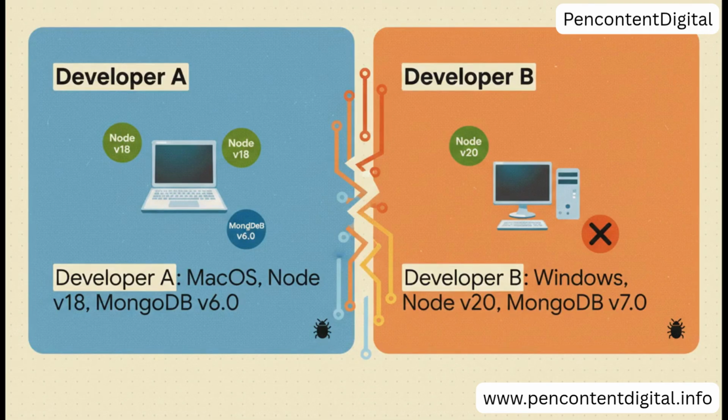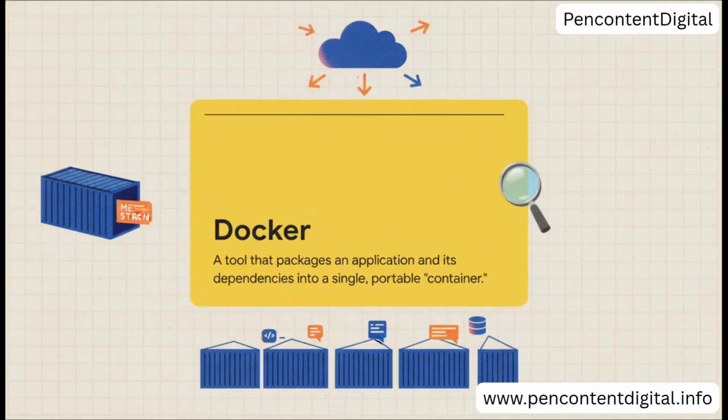And this right here perfectly illustrates the root of the problem. You've got developer A on a Mac with older versions of Node and Mongo. Meanwhile, developer B is on Windows with all the latest stuff. If you have ever burned an entire day chasing a bug that only exists on one person's machine, well, this slide is probably why. So how do we fix this?